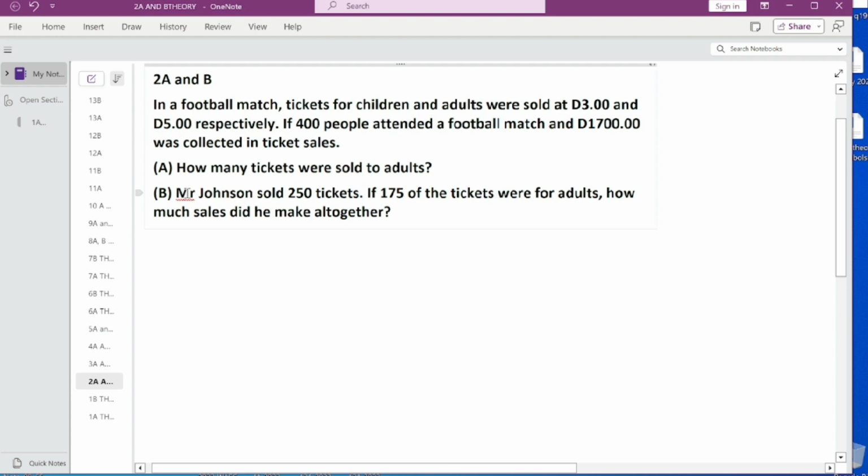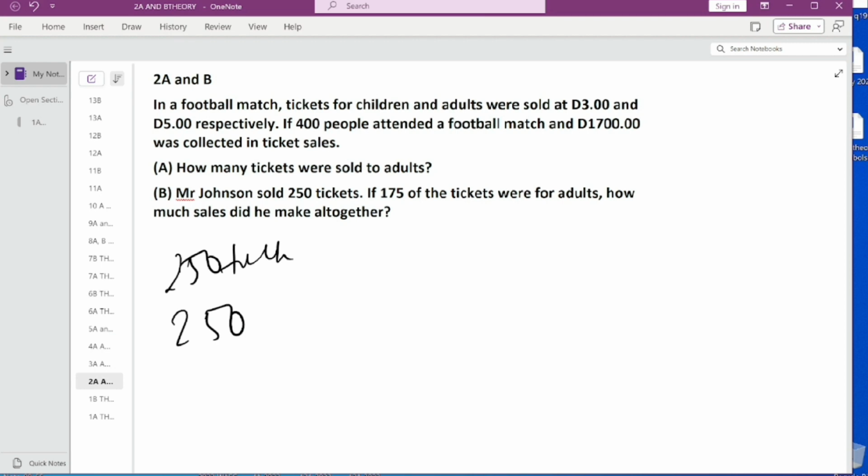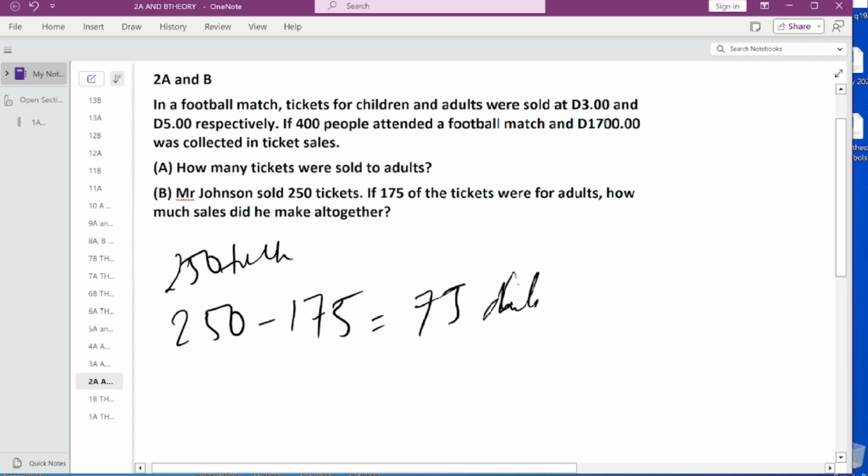Part B of the question says Mr. Johnson sold 250 tickets. If 175 of the tickets were for adults, how many sales did he make altogether? So we know he sold 250 tickets in total. If he sells 175 tickets to adults, the rest will be sold to the children. So we have 250 minus 175, which will give you 75 tickets were sold to children.